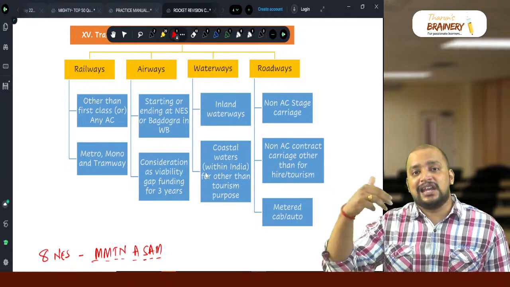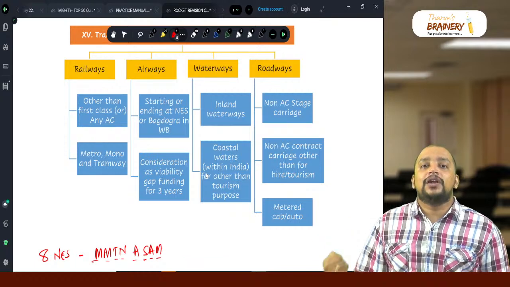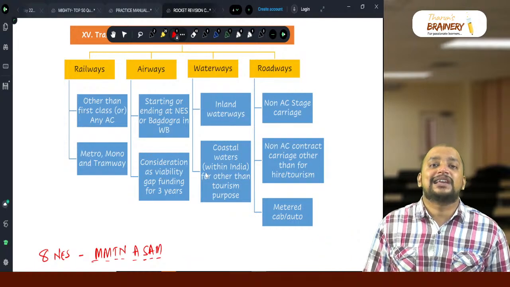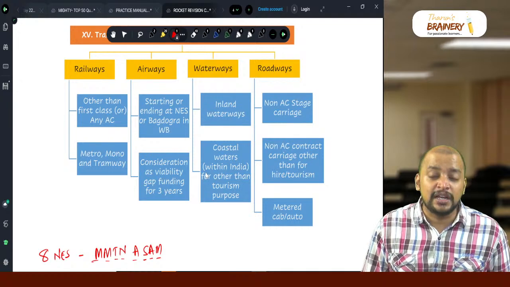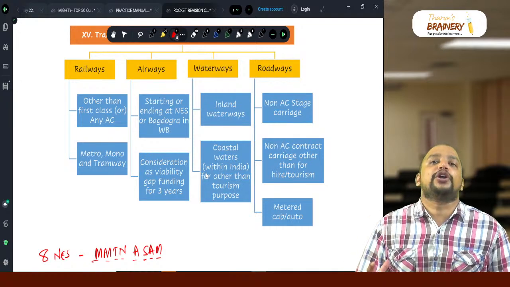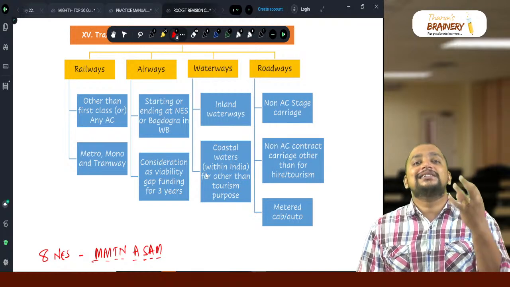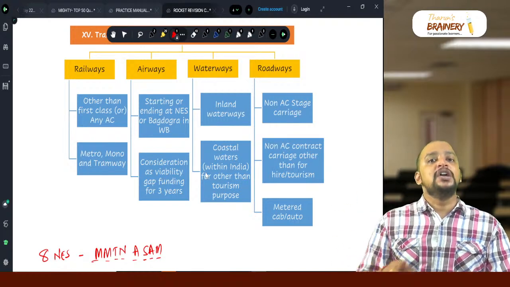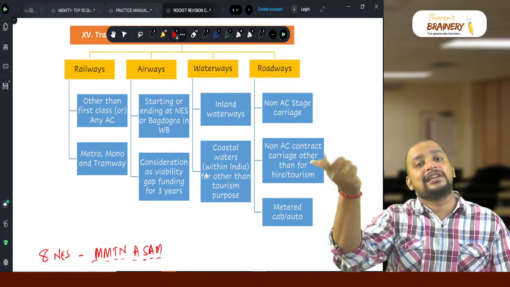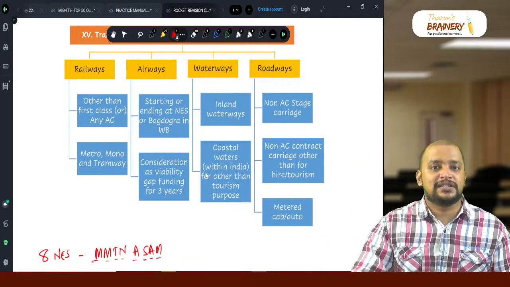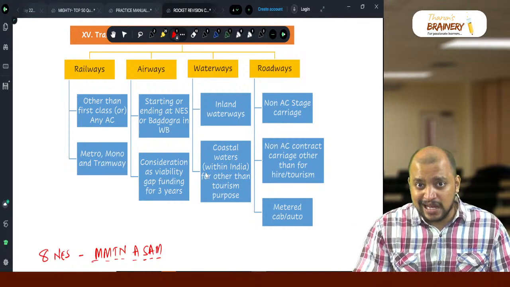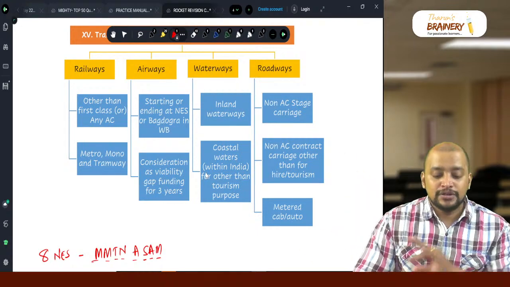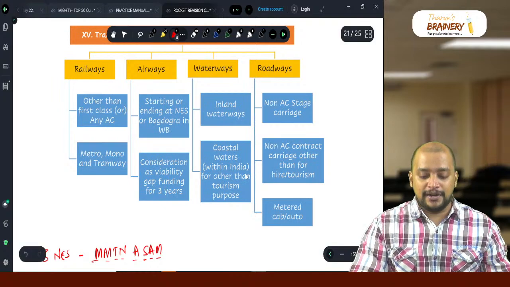Non-AC stage carriage exempted. When it comes to contract carriage or stage carriage, the difference is that stage carriage stops at every stage of the journey, whereas contract carriage is usually point to point travel. So contract carriage is also exempted if it is non-AC used for public transportation. What if it is non-AC given on hire? That will be taxable. AC is always taxable. So apart from these cases, any other case transportation of passenger will be taxable. So this is what you need to register in your mind.